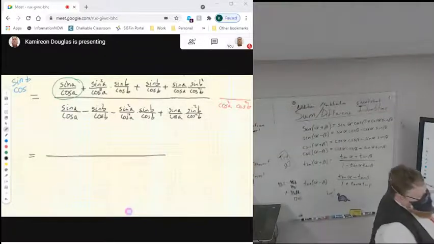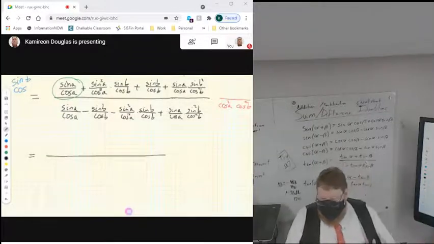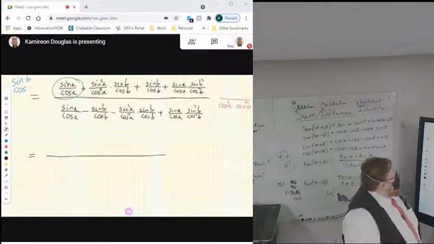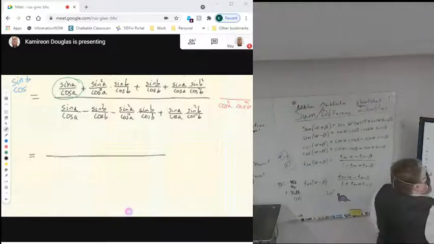The nice thing is once we combine these, a lot of stuff instantly cancels away. Okay, let's go. Okay, ready? First term. I have sine of A over cosine of A. On the denominator, I have just cosine A.